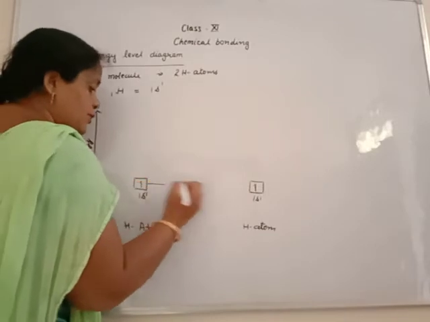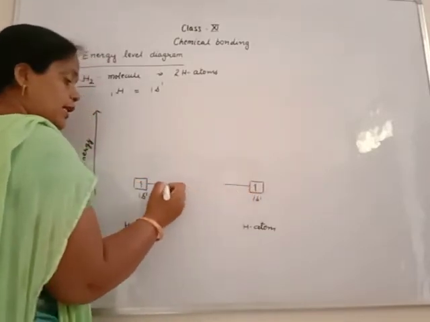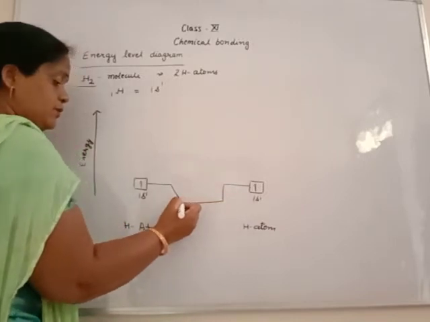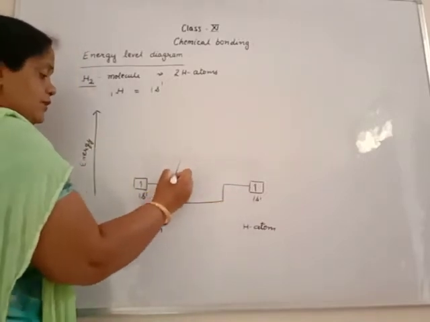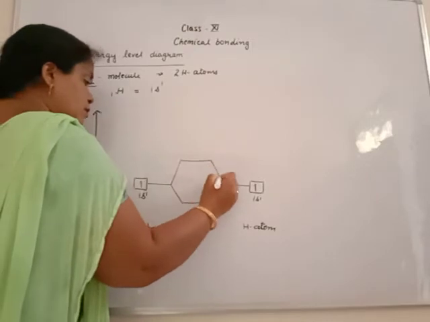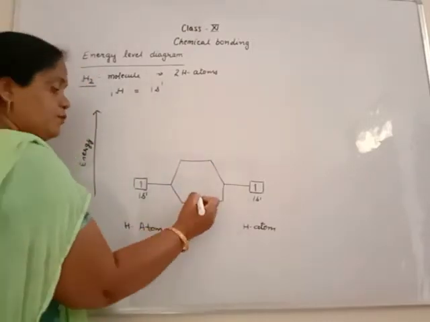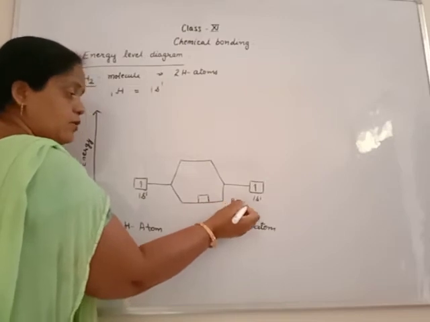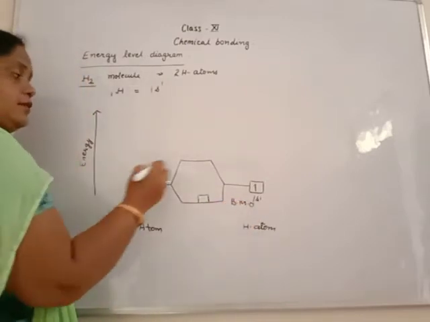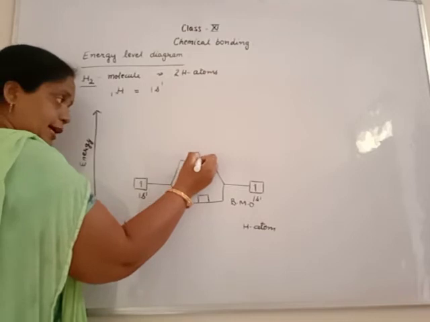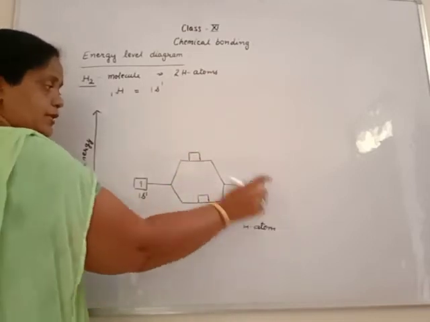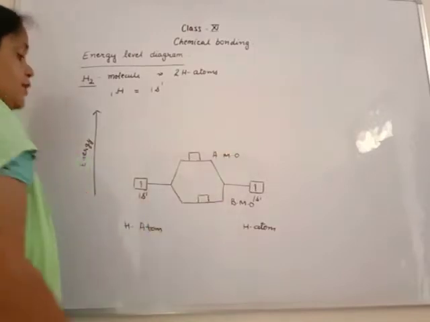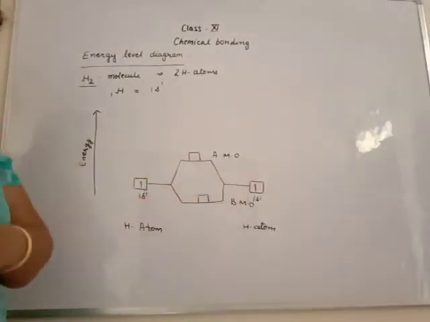When these two atomic orbitals overlap or combine with each other, two new orbitals are formed. One with less energy, one with more energy. The orbital formed with less energy is known as the bonding molecular orbital, and the orbital formed with higher energy than the atomic orbital is known as the antibonding molecular orbital. Now we have two electrons.